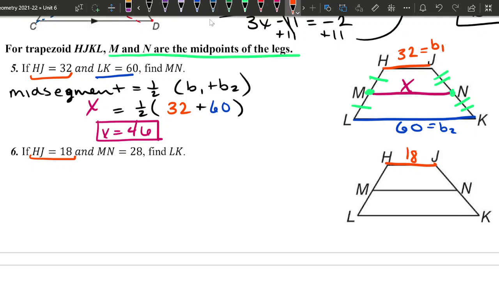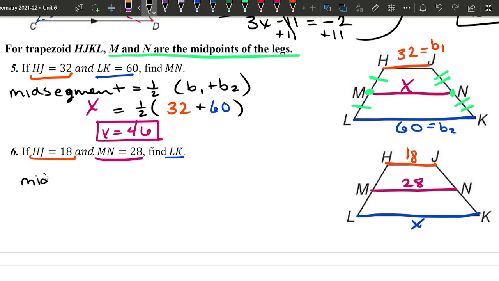And MN is 28. Well, MN is the mid-segment. And it's asking us to find the length of LK. That's what we don't know this time. So that's where the X is. So we're using the same formula. I'm going to abbreviate mid-segment as just mid.